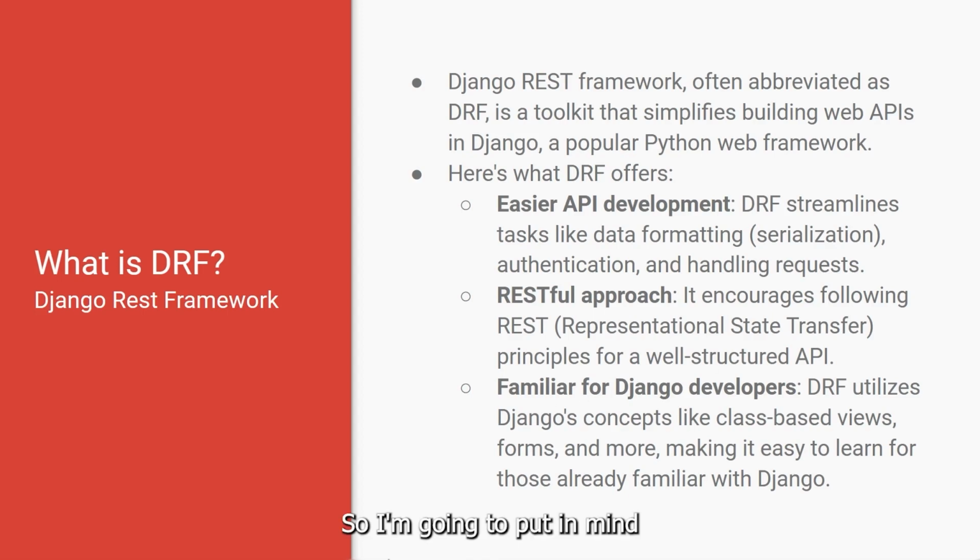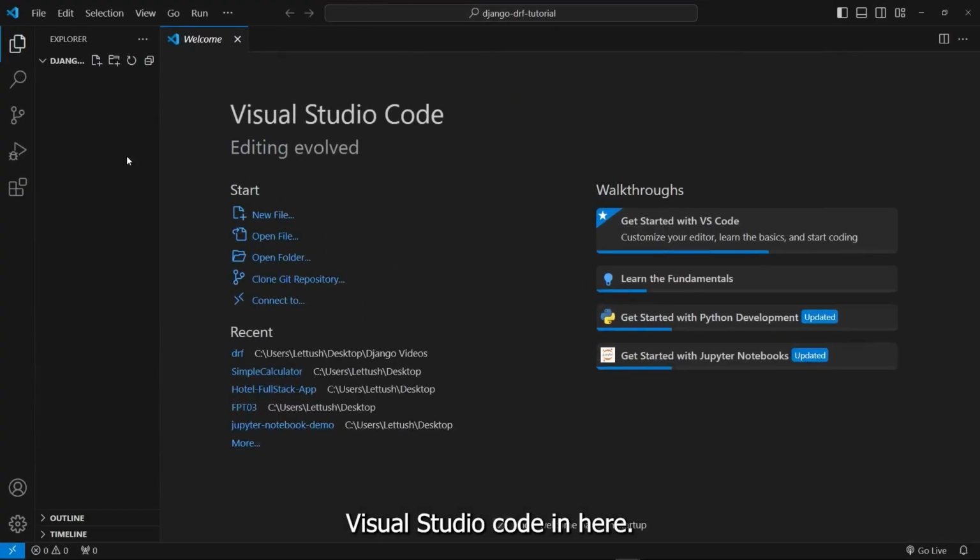So I'm going to put in my Visual Studio Code in here. So right here is where we're going to be starting our Django tutorials. What I'm using right here is Visual Studio Code. If you don't have this downloaded yet, feel free to download it from the official website, or you could follow along in your own code editor if that is your choice.